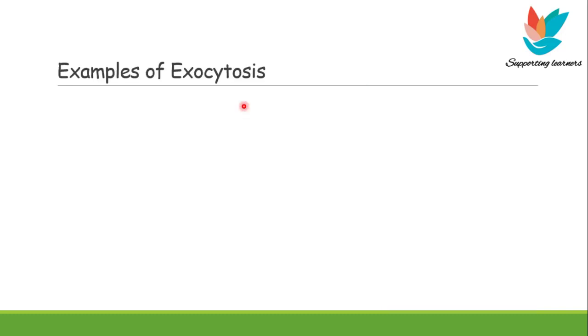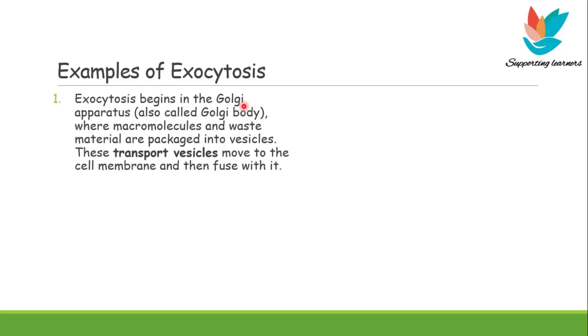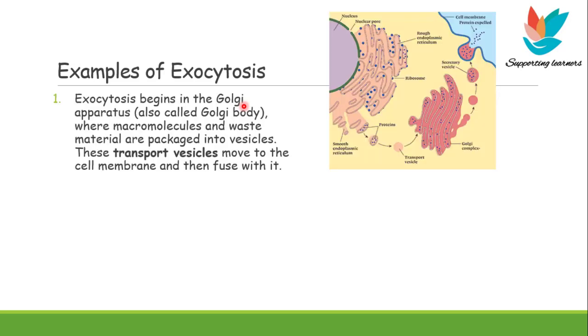Now let's talk about the examples of exocytosis. आप हमारी बॉडी में ये प्रोसेस कहाँ पर होता है? First example is the Golgi apparatus and the endoplasmic reticulum. देखो, endoplasmic reticulum जो है, this is endoplasmic reticulum. Endoplasmic reticulum दो टाइप्स का होता है, rough endoplasmic reticulum and smooth endoplasmic reticulum.